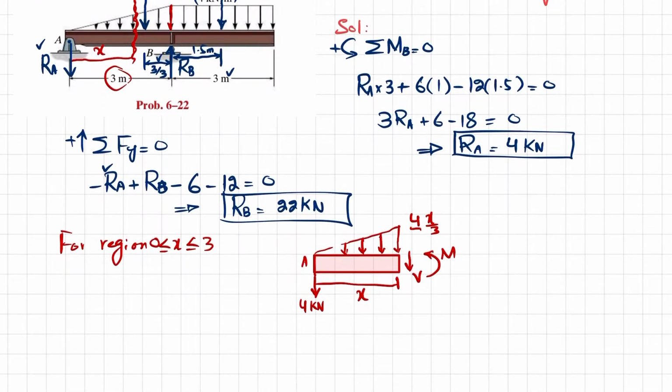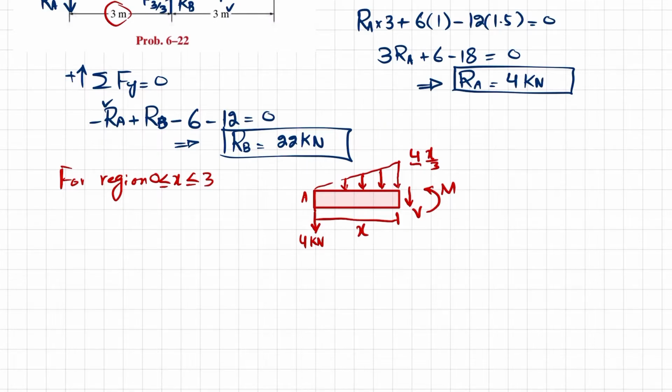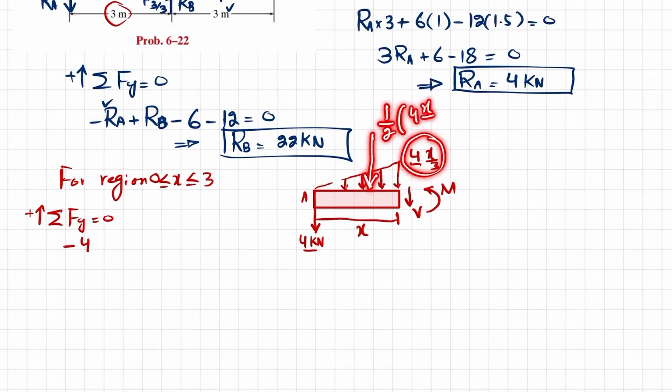So we will now solve this. Sum of all forces along y direction must be equal to 0, taking the upward force as positive. You can see one force that is 4 kilonewton, that is downward, so minus 4. And the second force, when you convert this uniformly increasing load, will be 1 over 2 into 4x by 3 into x. Clear? So I will write it, and this is negative because it will be downward.